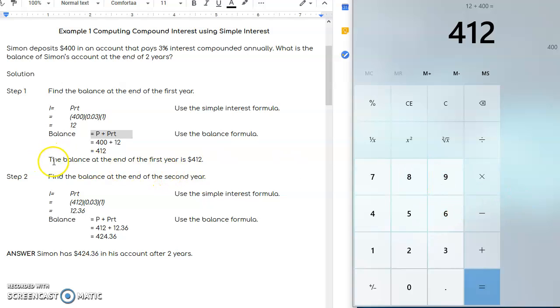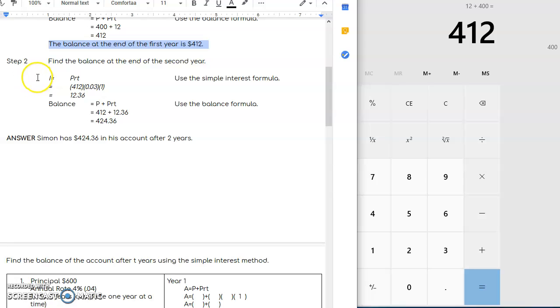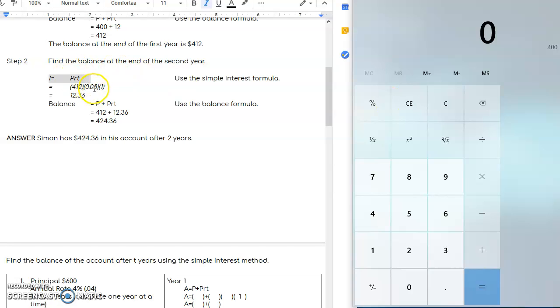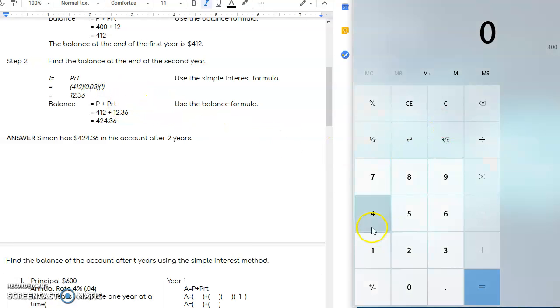So here's the difference between what we did the last few days and what we're going to do moving forward. I have to calculate interest on this balance plus any interest. So we are going to use this $412 as our new principal moving forward for year 2. Let's go ahead and do just that. I equals PRT, remembering that P is now 412. 0.03, or 3%, is going to stay the same, and we're going to do this one year at a time. In my calculator, I'm going to put 412, multiply it by 0.03, and multiply it by 1, which should give us the same amount.